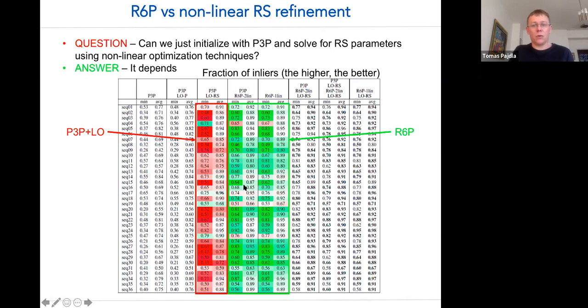Now when this is green, it's when this is better than just P3P with local optimization. And this is always better than P3P itself. So this shows that rolling shutter modeling is appropriate and necessary for these sequences, it gives better results. And it also shows that we can get good results even when we can't initialize the first pose of the camera, or the reference pose of the camera.